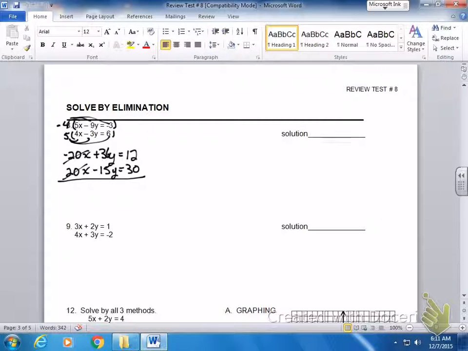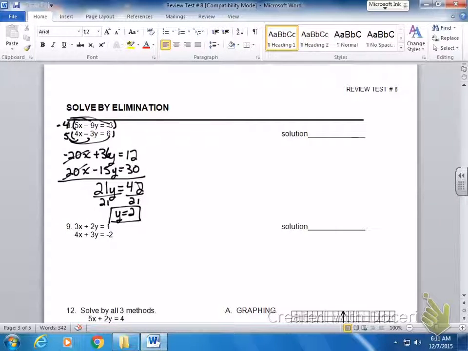And that's 36y. I hope I said that when I did it a second ago. 36y minus 15y gives us 21y. And 12 plus 30 gives us 42. So now I have an equation that I can solve for a variable. I divide both sides by 21, and I get y equals 2.